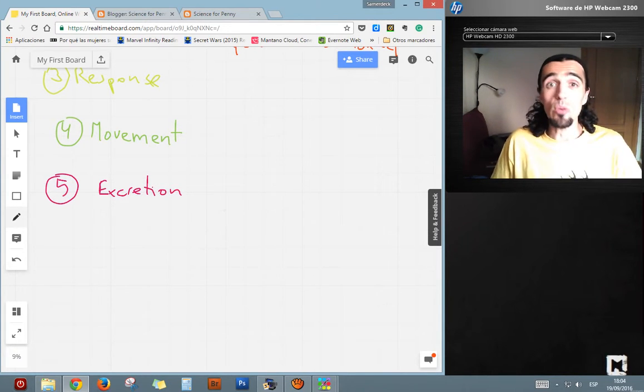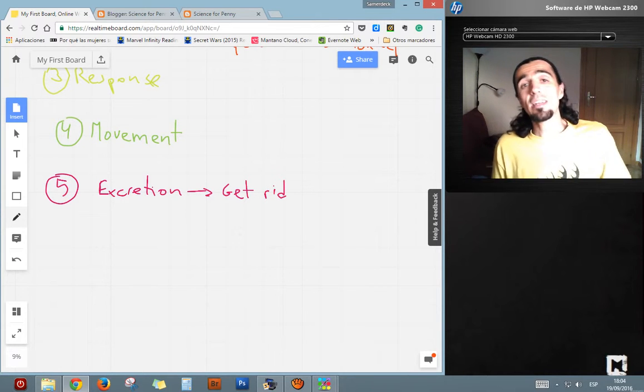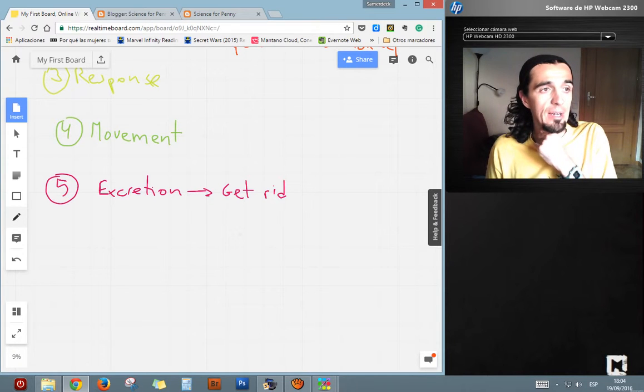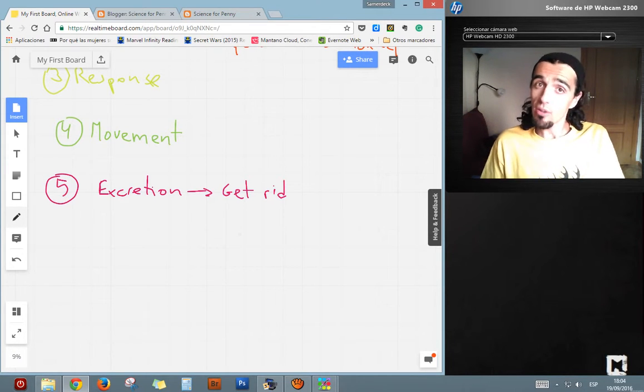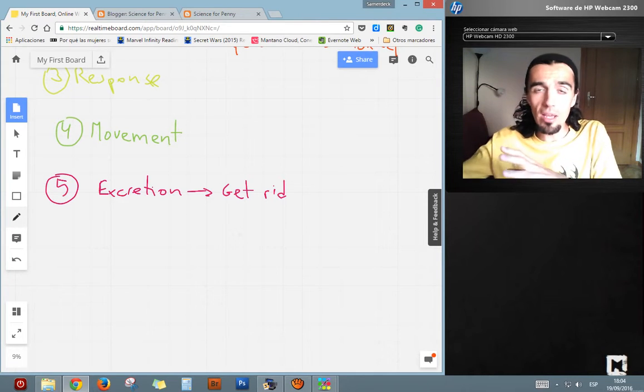Or what is the same, to get rid of things. Okay, what kind of things? Well, for example, when we breathe, for the respiration, we take in oxygen and we produce carbon dioxide, and we need to get rid of that carbon dioxide. So breathing is a way of excretion, because we put away this carbon dioxide.